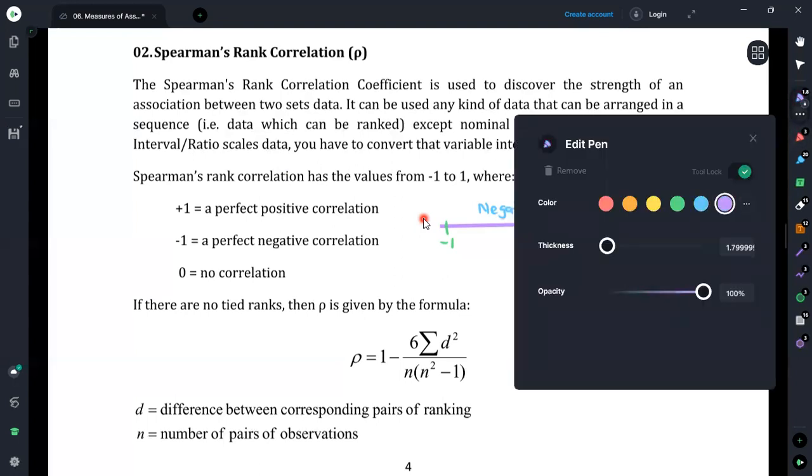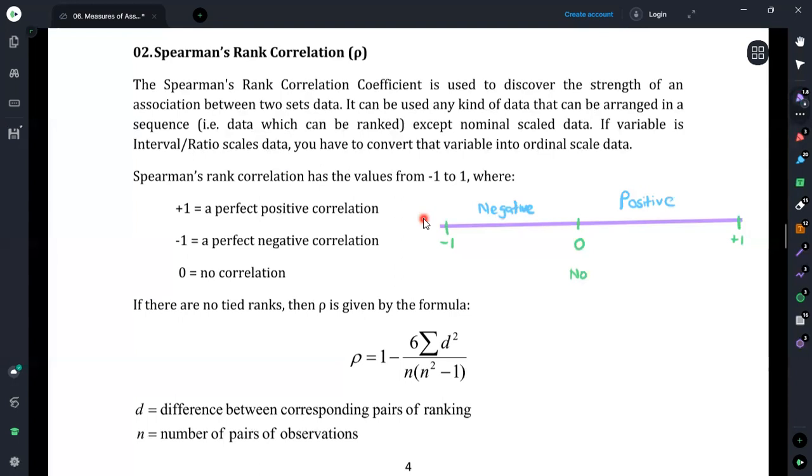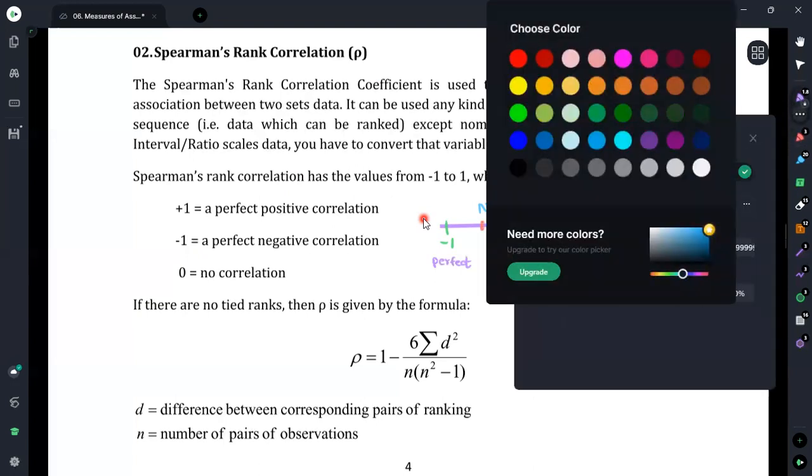Apart from this, if it is +1, it is a perfect positive relationship. If it is -1, then it is a perfect negative relationship. But for any other value between -1 and +1, we can again categorize them into three categories. These values depend on the field as well, but generally we consider these values in the following way.